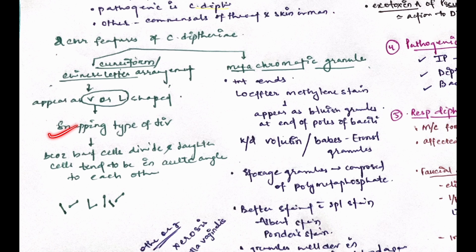That is the snapping type of division. Why do we call this V or L and snapping type of division? Because when the bacterial cells divide, the daughter cells tend to be at an acute angle to each other. So they appear as a V or an L. That's what we call cuneiform or Chinese letter arrangement.